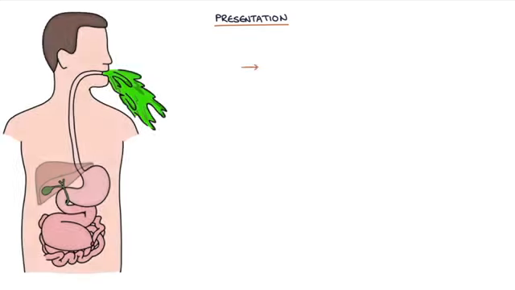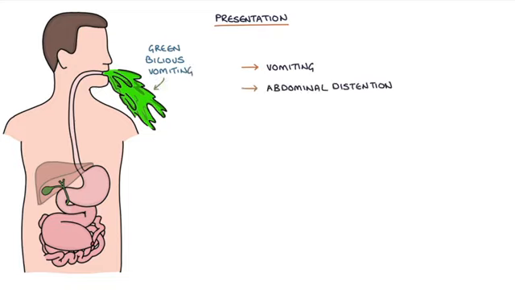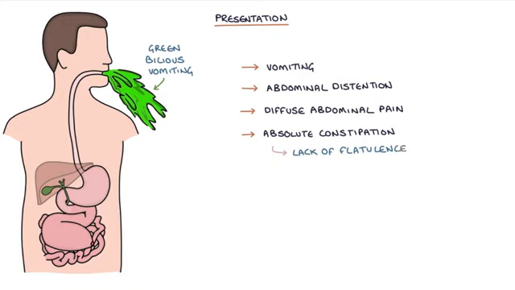Let's talk about the presentation of bowel obstruction. The key features of bowel obstruction are vomiting, particularly green bilious vomiting, abdominal distension, diffuse abdominal pain, absolute constipation and a lack of flatulence, and finally, in early bowel obstruction, the bowel sounds may be described as tinkling.